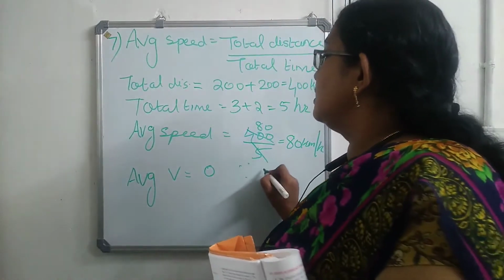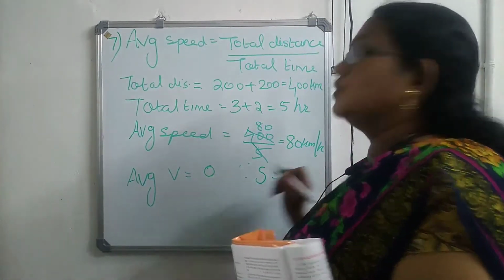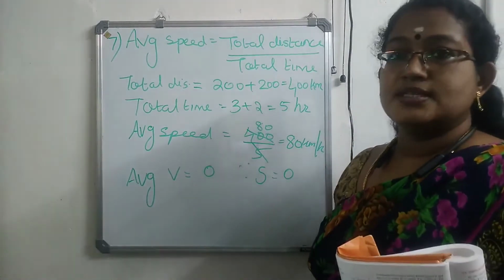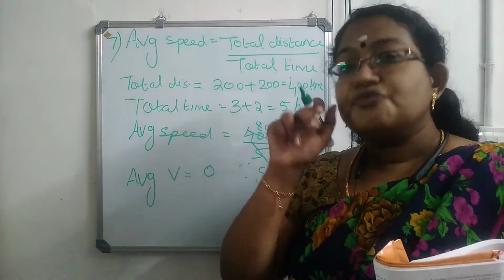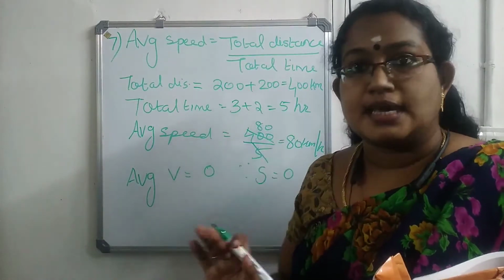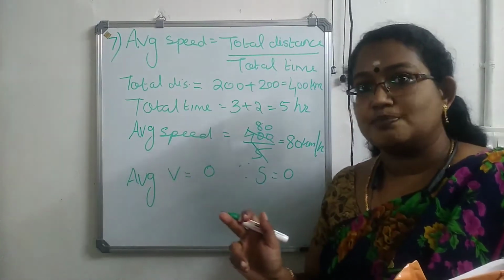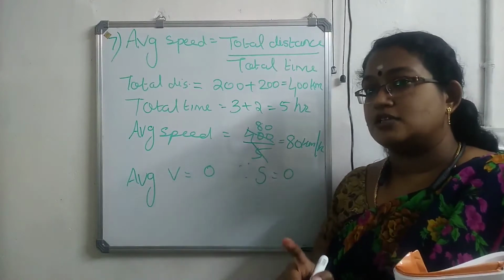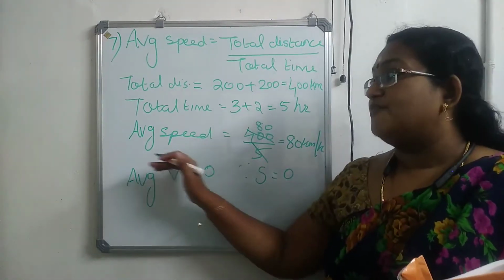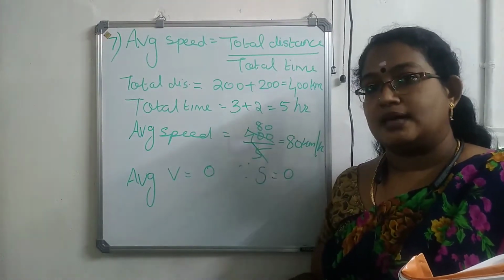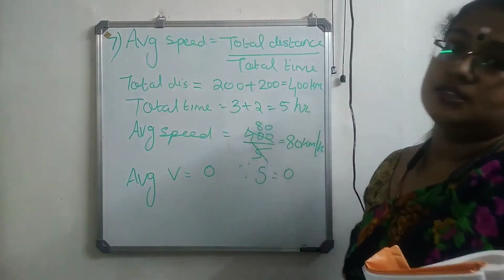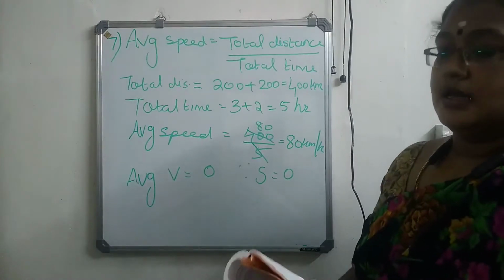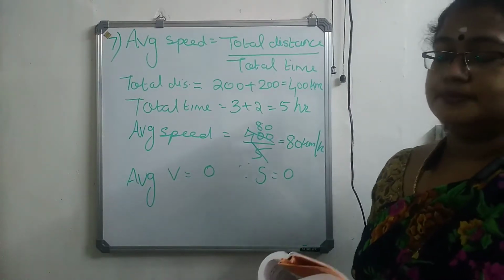What is the reason? Displacement is equal to 0. So is it clear? In this case, the starting point and the finishing point are same. Since starting and finishing points are same, displacement is equal to 0. Velocity is displacement by time. Since displacement is 0, average velocity will be equal to 0. Okay. Now we will move to the next question.